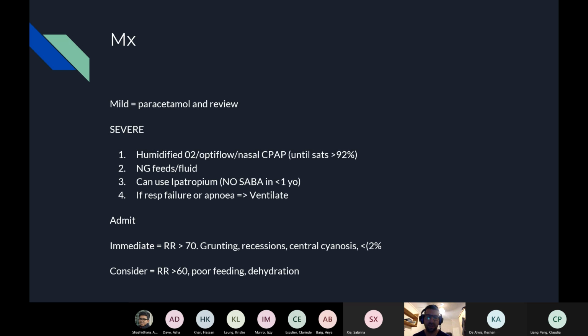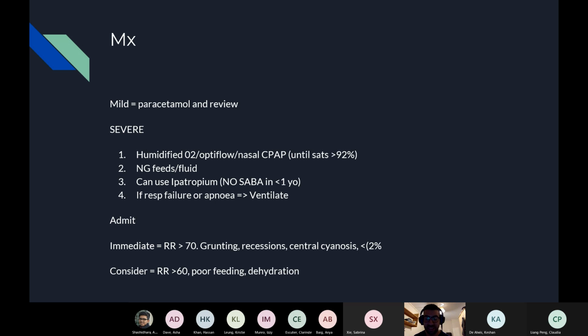For management, if it's mild, pain relief and review. If it's severe, if they're really struggling to breathe, you're going to get them on nasal CPAP. Remember, this is a virus, so we can't give antibiotics. NG feeds and fluids, and you can also use ipratropium, but no salbutamol in under 1-year-olds. If it's respiratory failure or apnea, they need to be ventilated. But the majority of the time, this is mild.